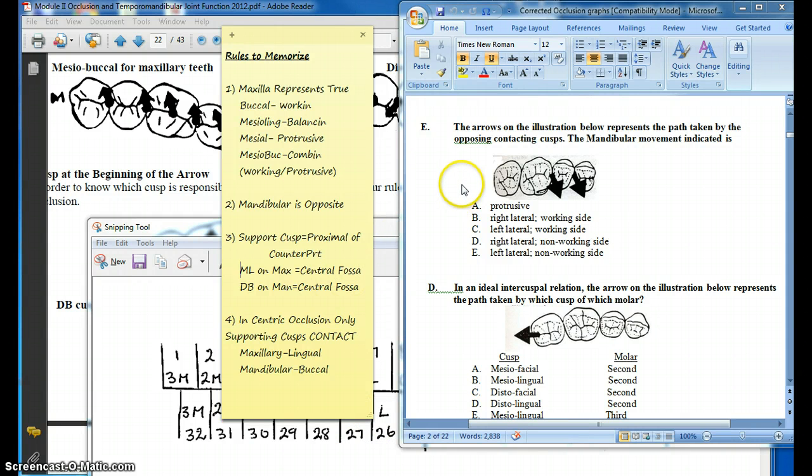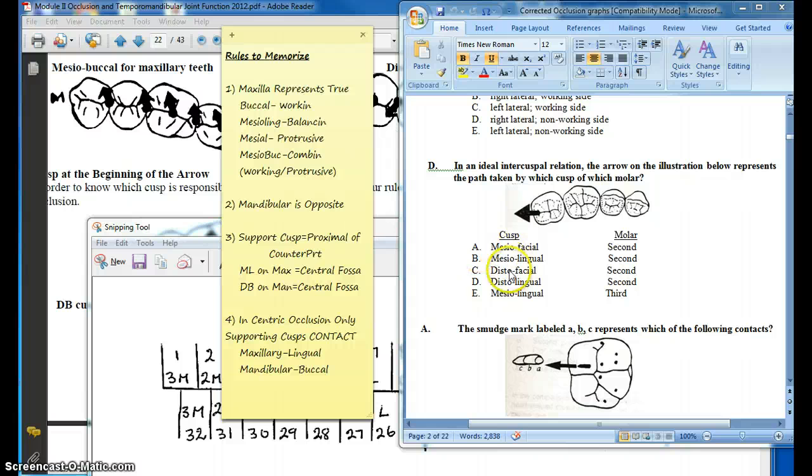Hey guys, so I don't know if you guys missed anything, but this is the next question we're on, and it's going to do it real quick. So read the question. This is the maxillary right side. The arrows are going to the left if you think about it, if you put this up in your mouth the right way. So what happens is that you have a left lateral motion, and since they're not going to the buccal, it's going to be the non-working side.